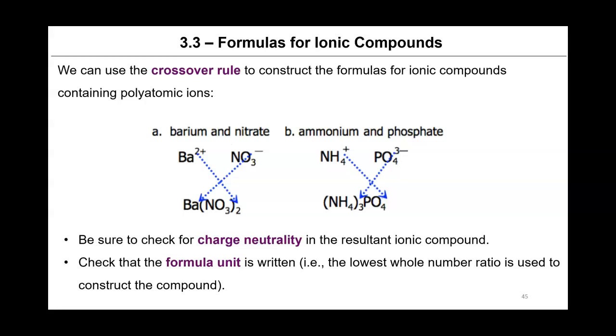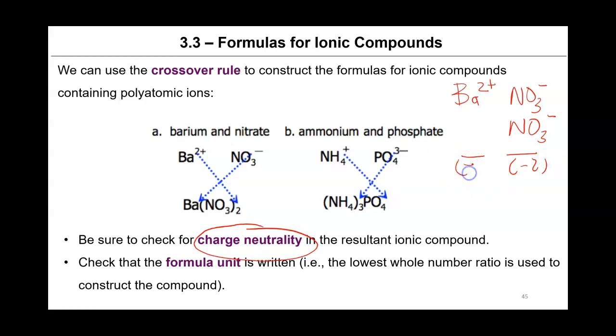So when you're using the crossover to construct the formulas for ionic compounds containing polyatomic ions, make sure you check for charge neutrality in the resultant ionic compound. The charges should add up to 0. So barium, because it's in group 2A, has a 2+ charge. Nitrate has a 1- charge. So the total negative charge is -2, and the total positive charge is +2. They are equal and opposite, so we know we have written the formula correctly.